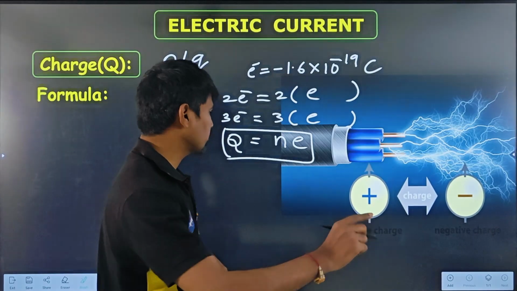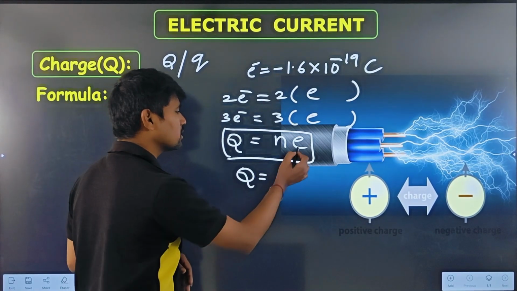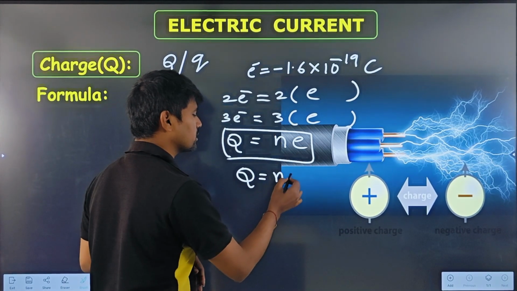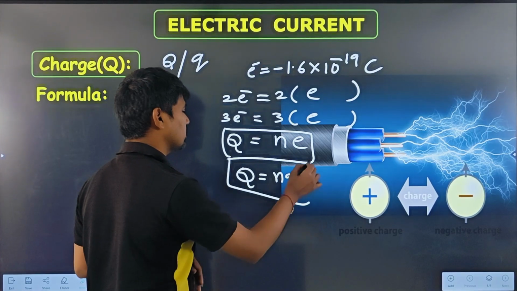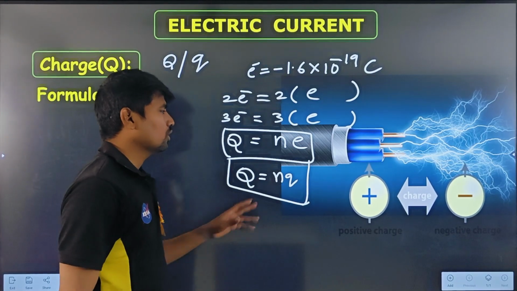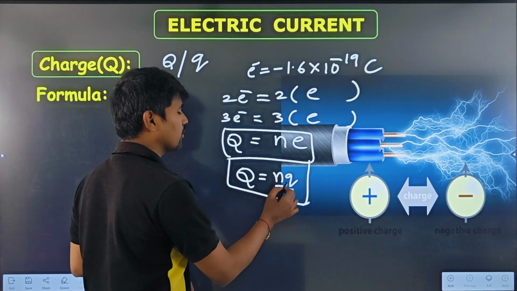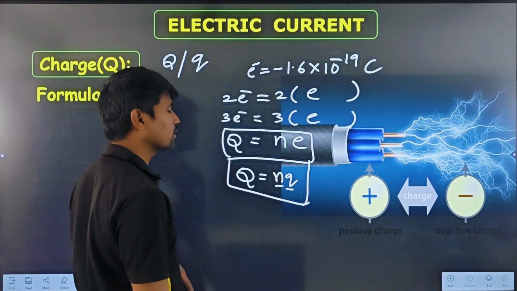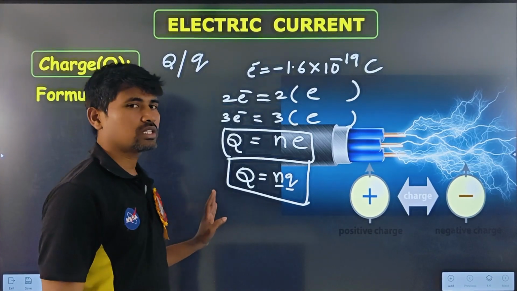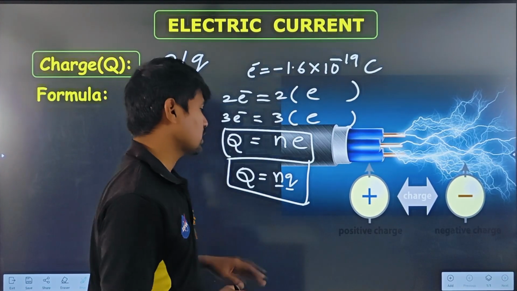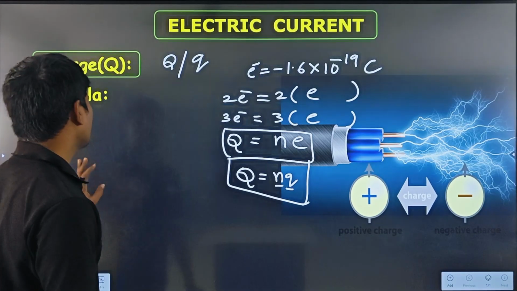Listen carefully. Here the charge of each particle, for example an electron or a proton, is represented as small q, and the total charge is Ne or Nq. N represents the number of charges, small q is the charge of each particle, and capital Q is the total, net charge. So this is the information about it.